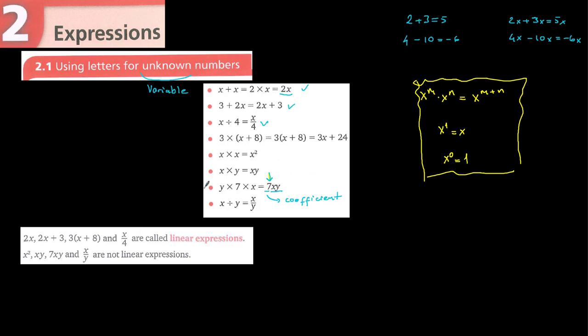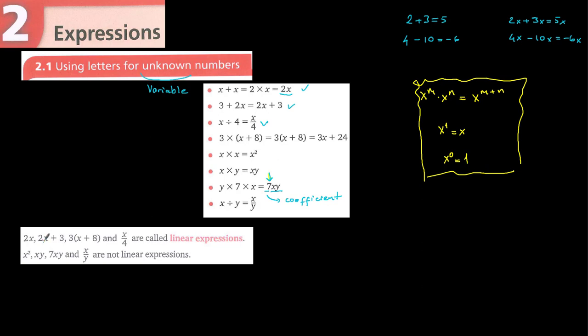And the last one is x divided by y. It can be written as x over y, a division as a fraction. You can write like this. Okay, here there's one definition. 2x, 2x plus 3, 3 times x plus 8 and x over 4 are all called linear expressions. They are linear expressions because all the powers of x are equal to 1 and there is only one variable. If there are more variables, then it is not called a linear expression.